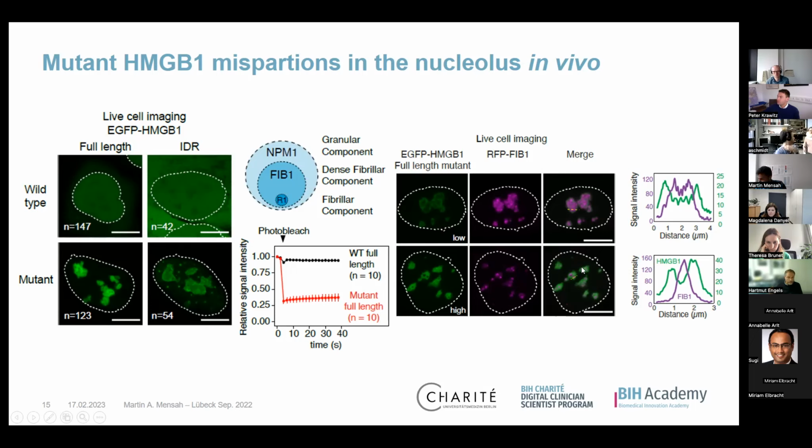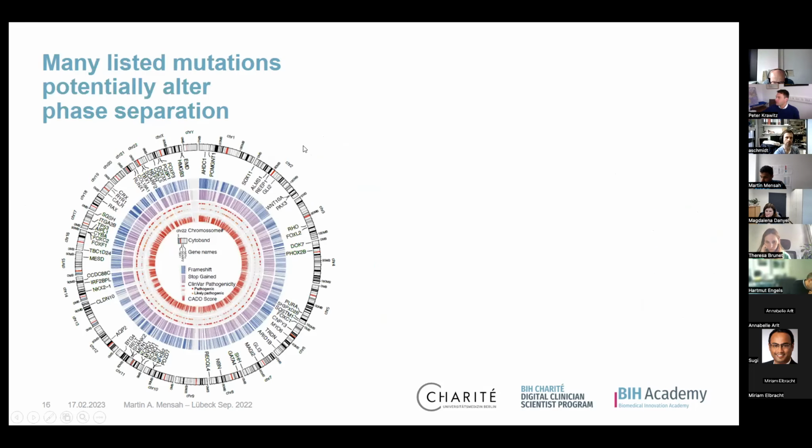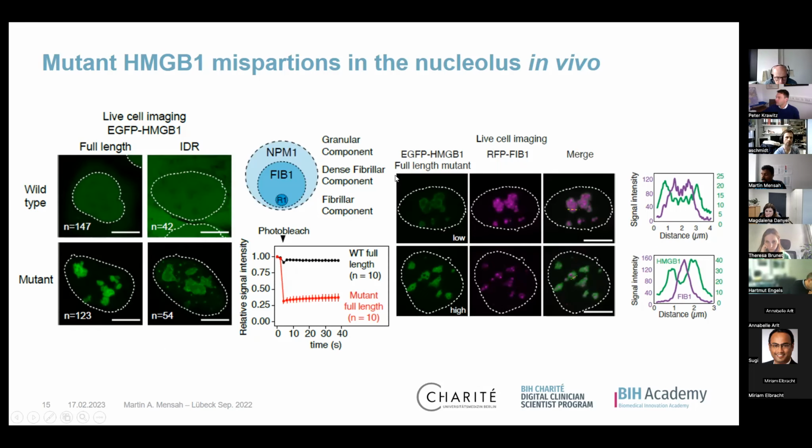And what you see here, maybe that's the image that you should draw your attention to. The green signal is outside, the purple signal inside. So this really means HMGB1 is within the nucleolus, but at its outer layer, just like NPM1 would be. It's in the granular component of the nucleolus. So now we were sure that this is the pathomechanism at play.